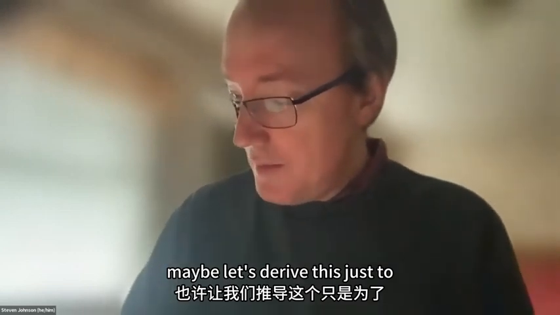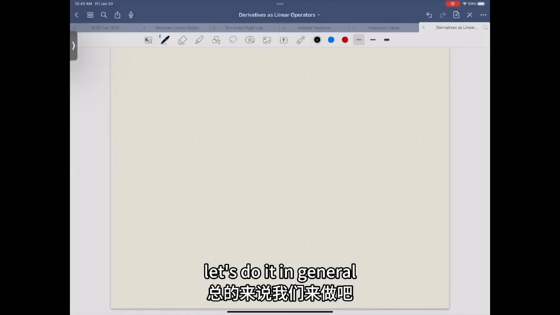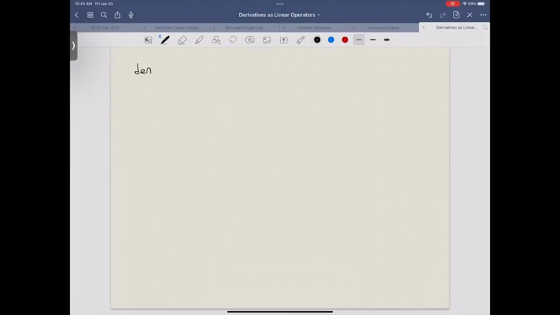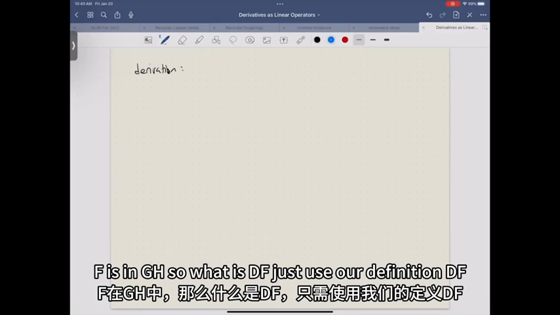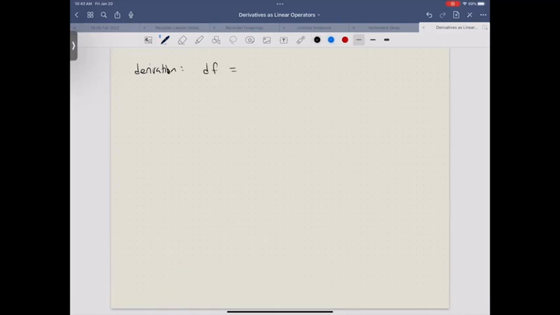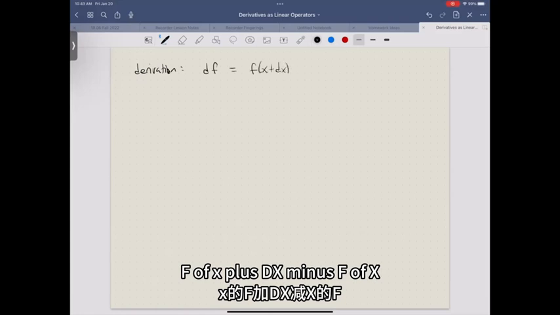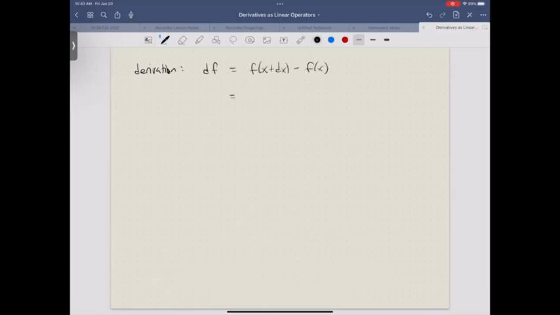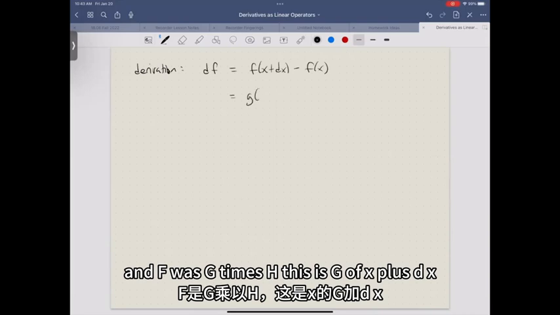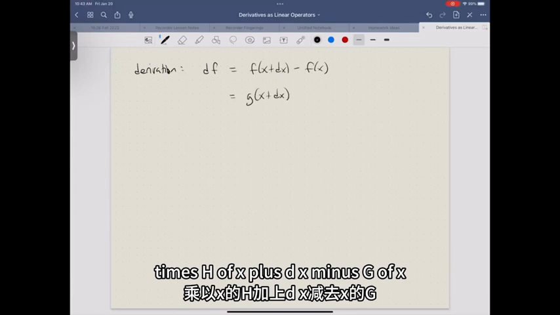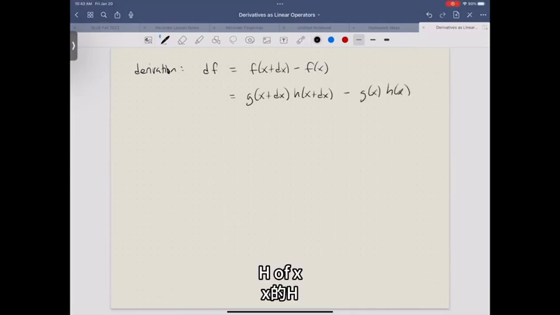Okay, so let's derive this. We already kind of derived it, but let's do it in general. This is the derivation. So f is gh. What is df? Just use our definition. df is going to be f of x plus dx minus f of x, and f was g times h. This is g of x plus dx times h of x plus dx minus g of x h of x.